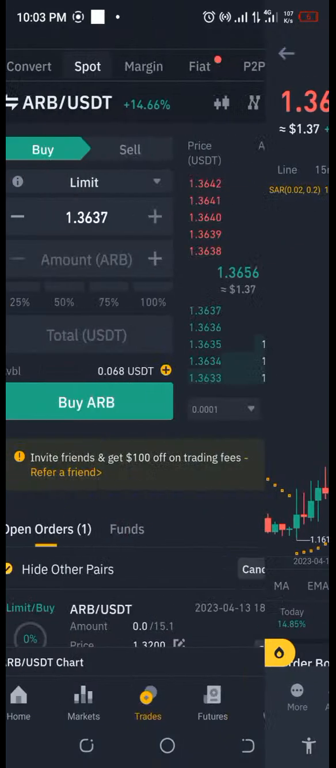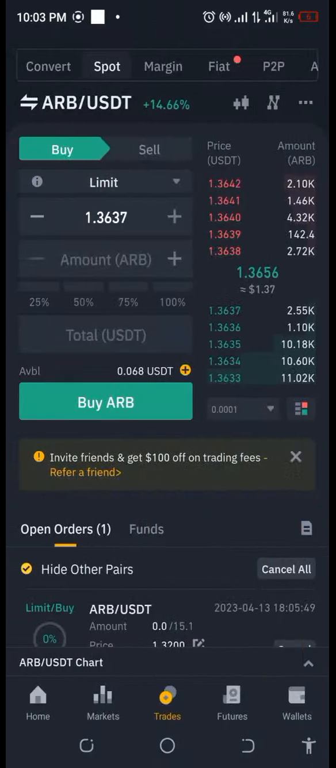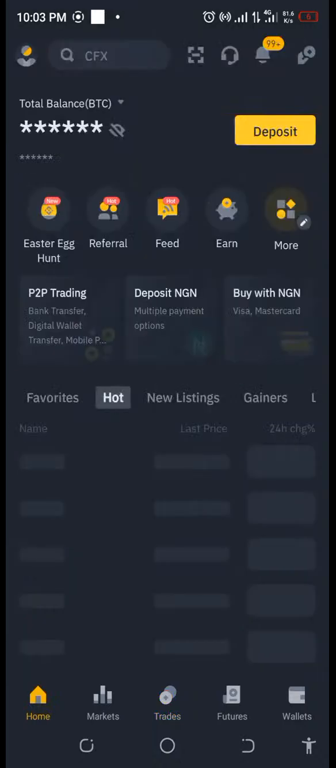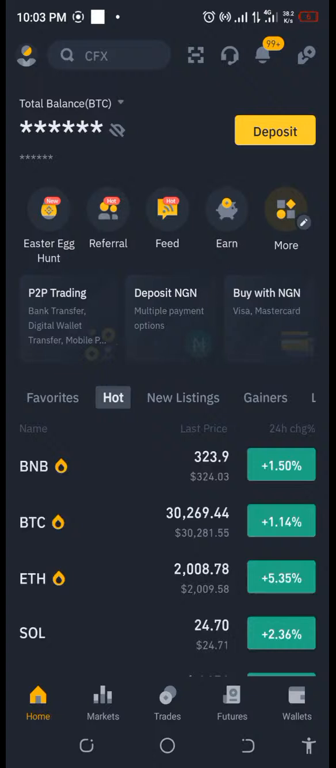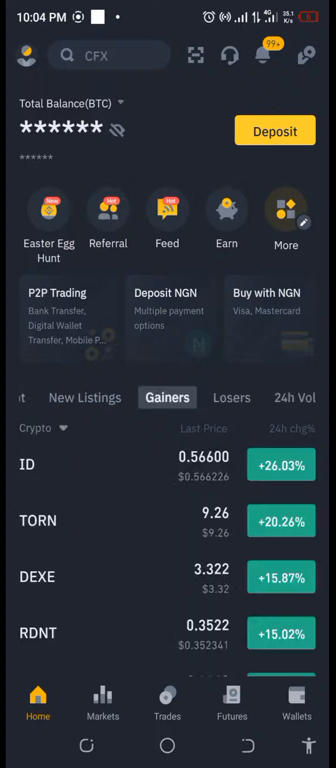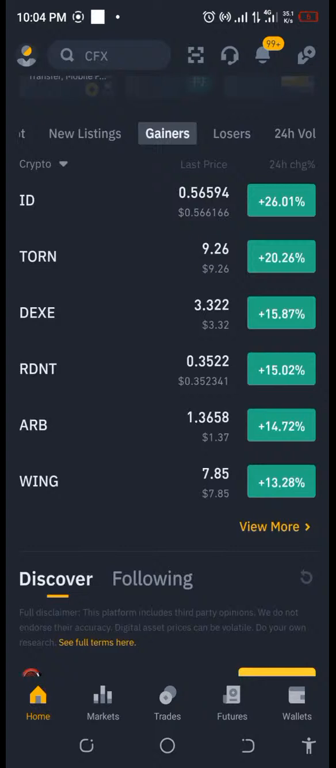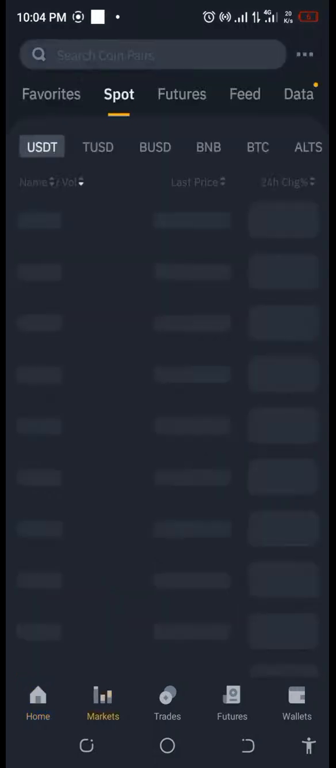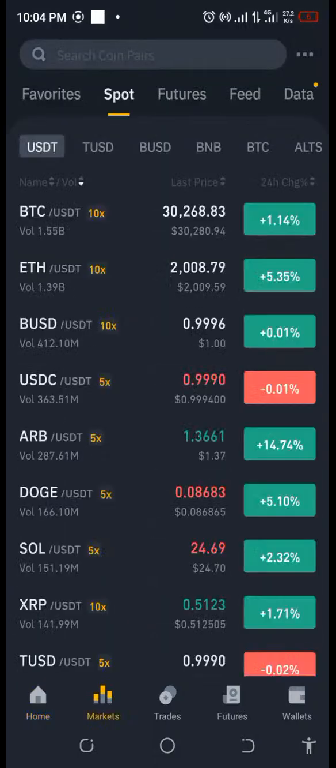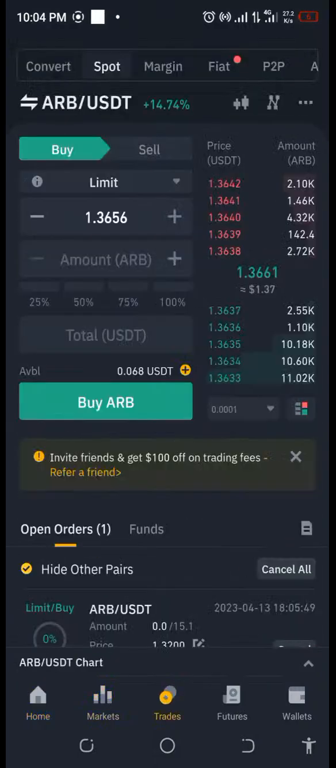I'm just going to check again. Let's look under gainers to see whether it's also there. It's under new listings, but let's just be sure that it's also under gainers. Okay, is it on the gainers? Should I go with this? Okay, ARB is on the gainers. Okay, let's try this. Let's go ahead and buy outrightly, and then we'll set a sell limit.